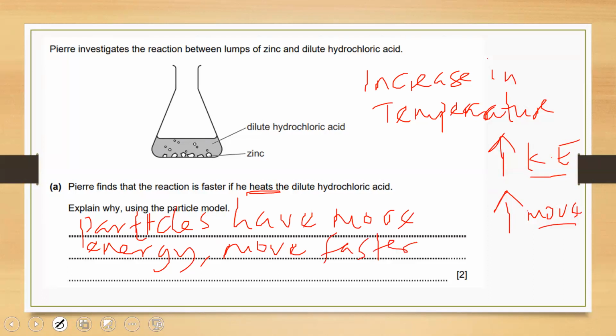So if they move faster, then what happens? There will be more collisions. Particles will collide with one another faster than before. There will be more collisions. So that is simply using kinetic theory to explain this.